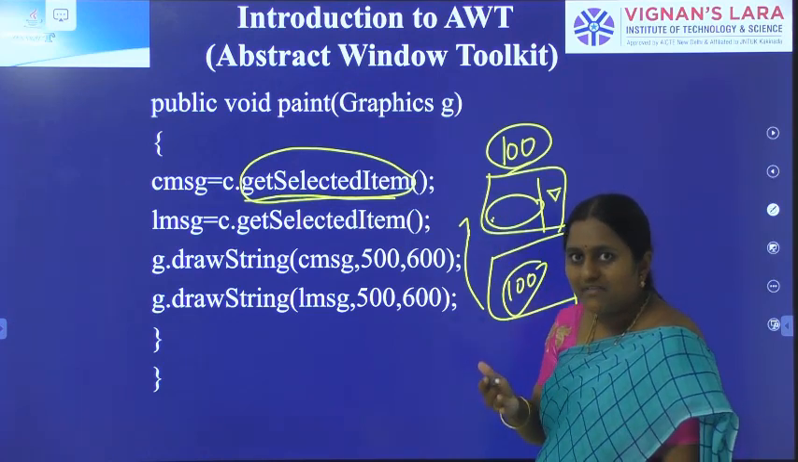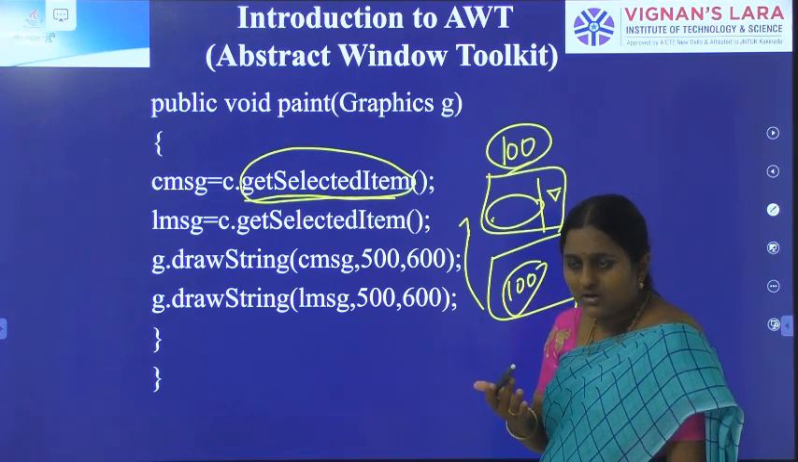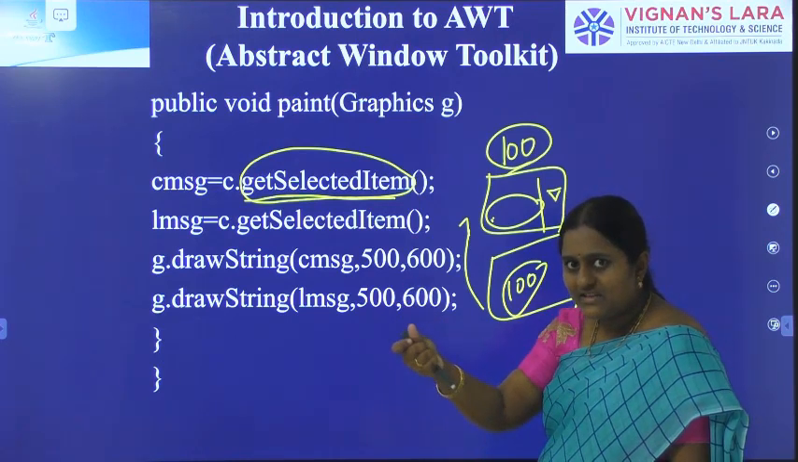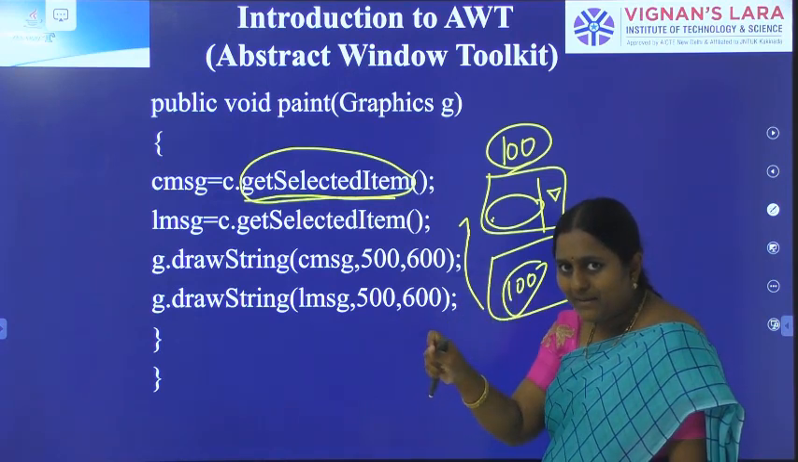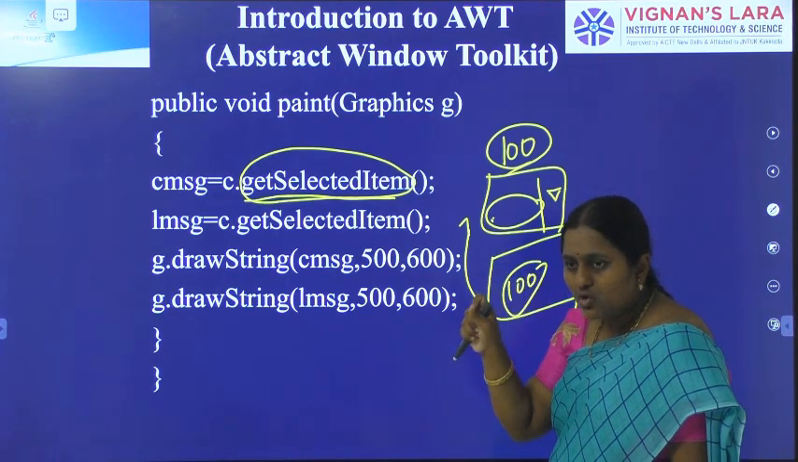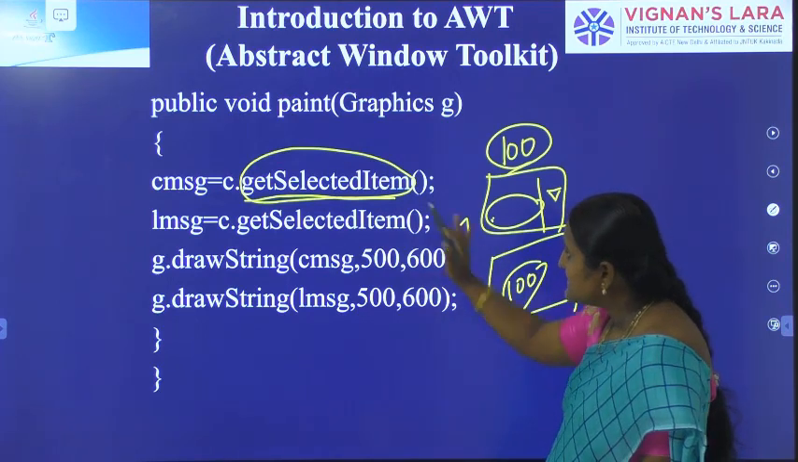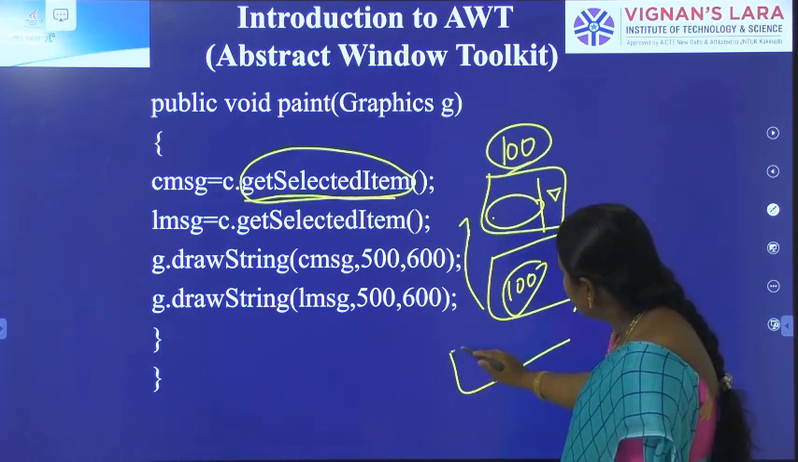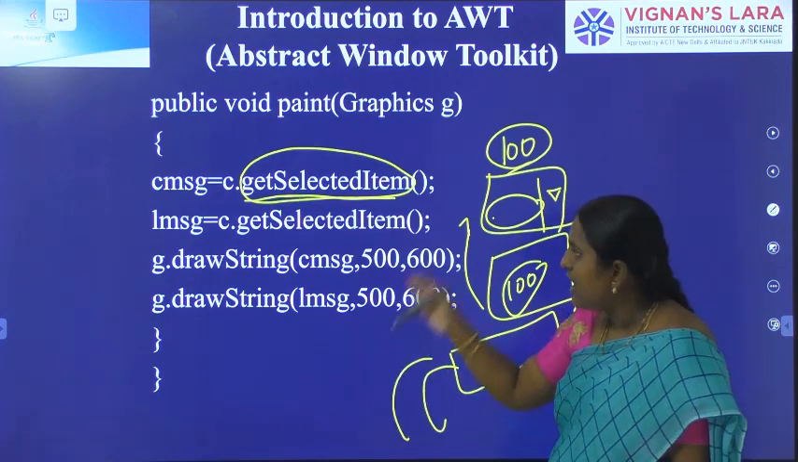Sometimes we have to verify what we have selected, whether it is right or not. Whenever we click the mouse by mistake, one item is displayed. So once after submitting the button, we have to check thoroughly which item I am selecting. In those situations, the getSelectedItem method will be helpful. It will display the item currently selected in the list, the currently selected item in the choice.